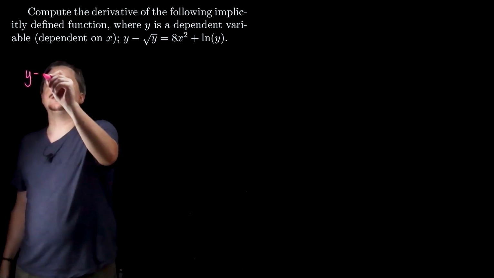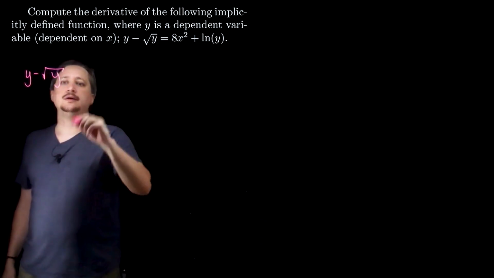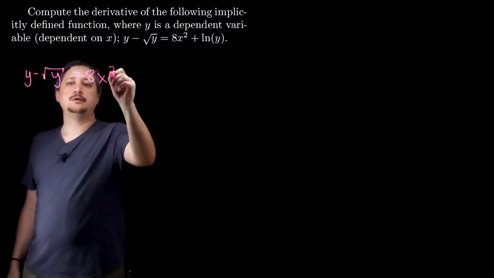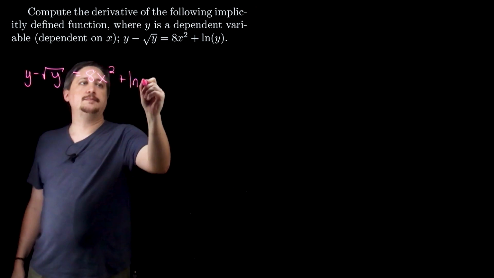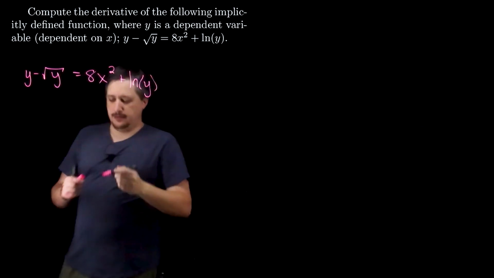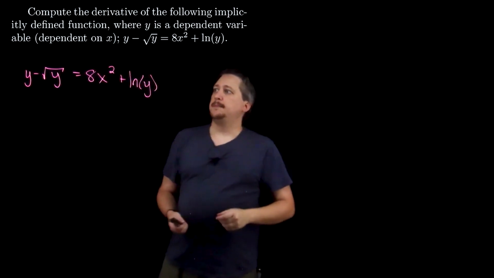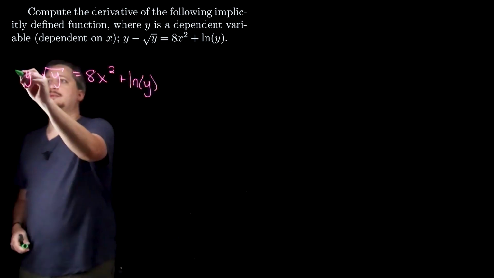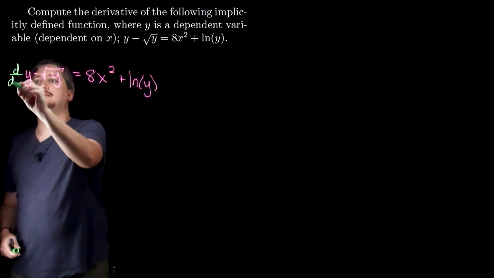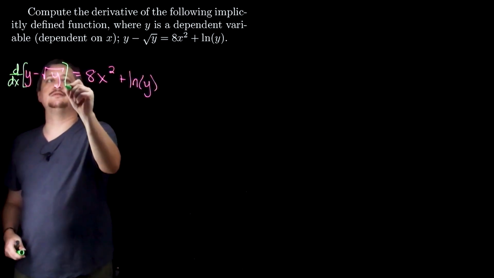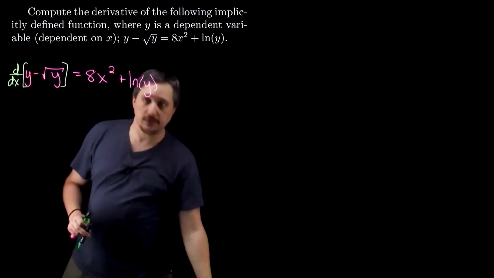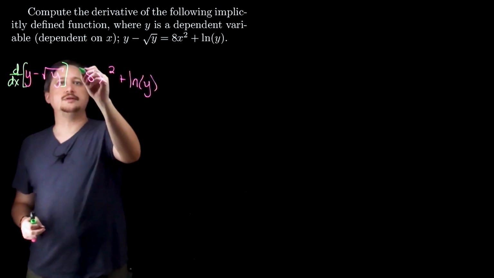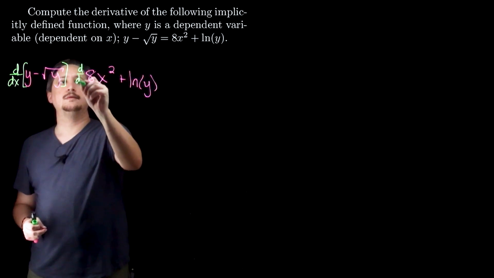So start by writing out my problem, right? So I have y minus square root of y equals, let's see, 8x squared plus natural log of y. And in particular, I want to take the derivative of this with respect to x. So I'm taking the derivative with respect to x of both sides. So I'm just going to squeeze it in here.